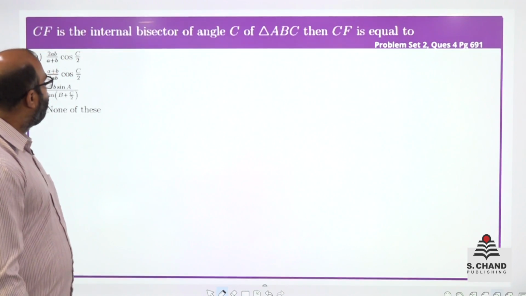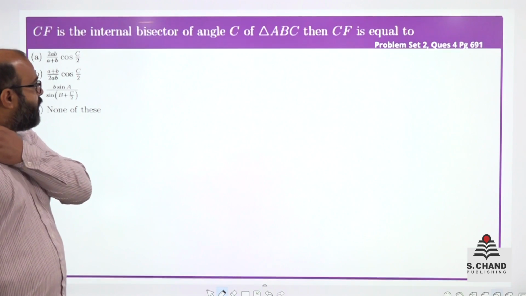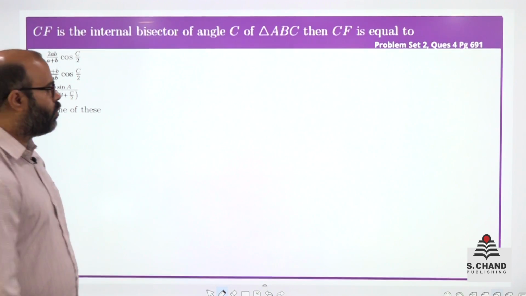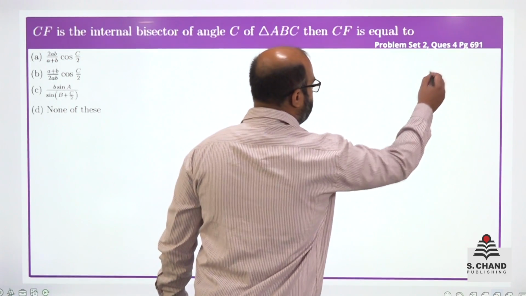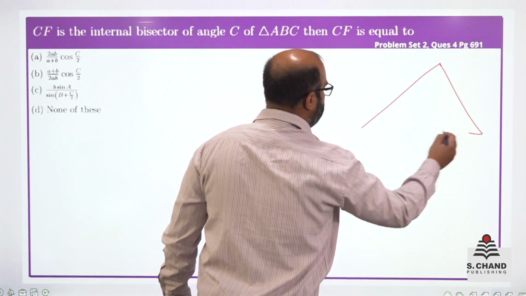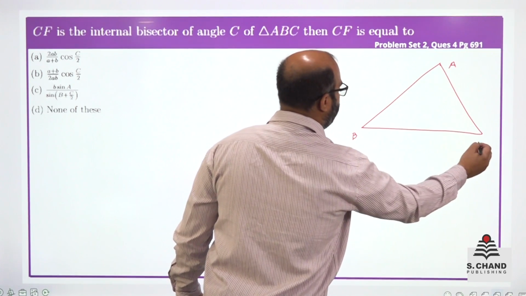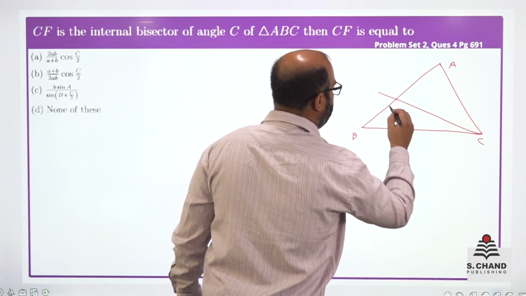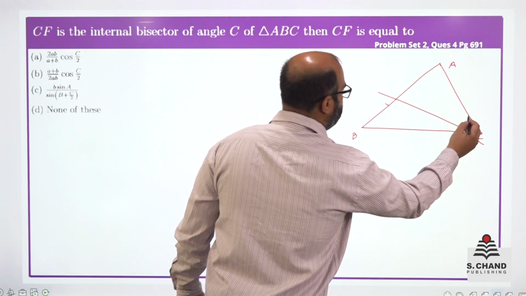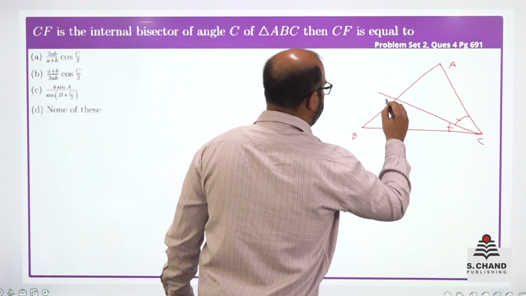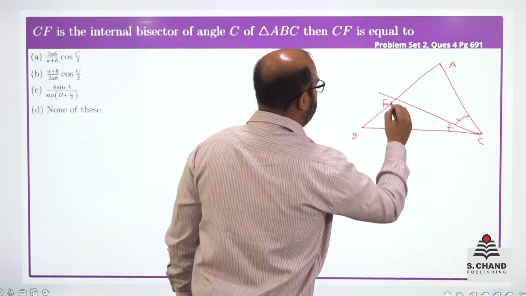The next question we have: CF is the internal bisector of angle C of triangle ABC, then CF is equal to. So the figure is something like this, that it is a triangle ABC and CF is the internal angle bisector of triangle ABC. So this is F, this point.